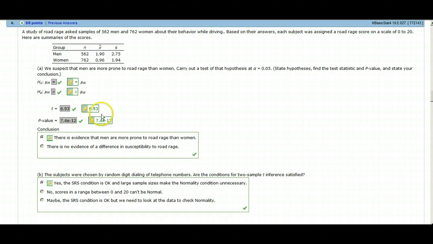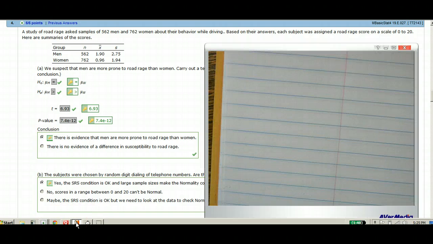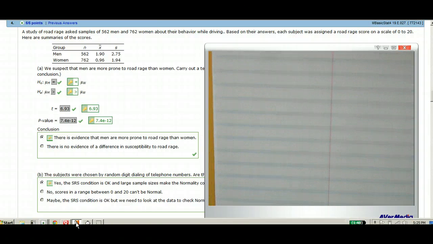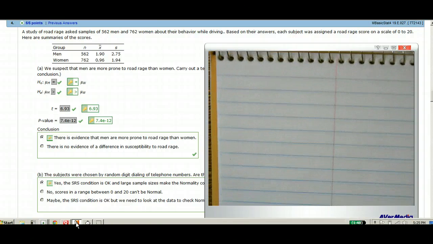Okay, we got a 6.93 for our test statistic, so we're going to talk about how we get that. I'm going to bring up some paper I can write on here. Come on, paper. There we go. All right, there's the top.